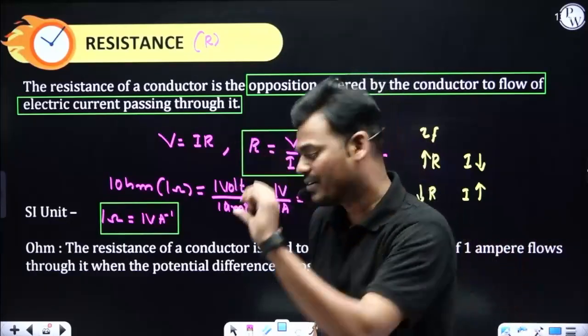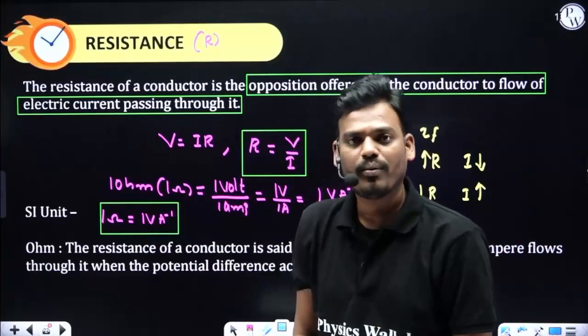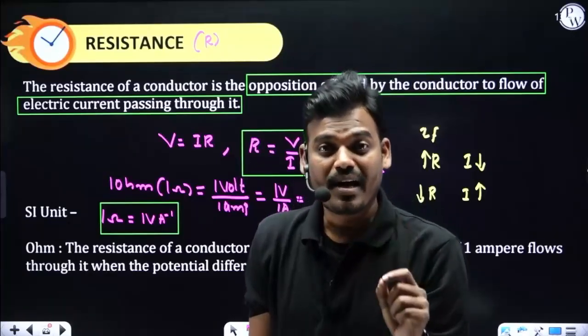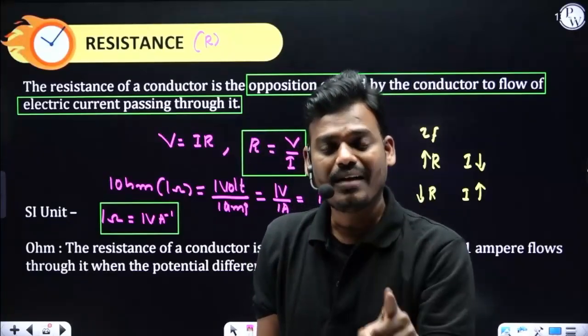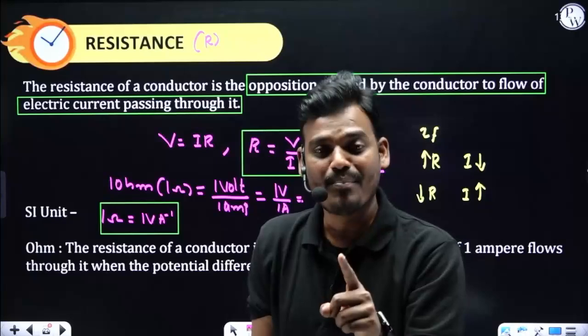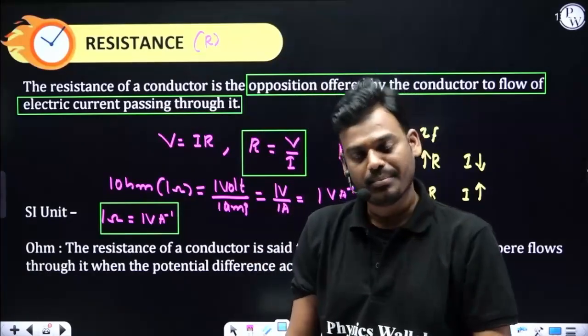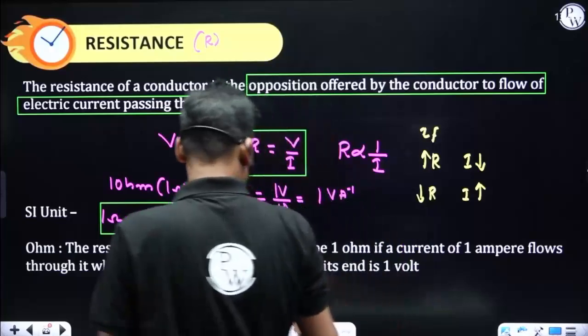Or else you can reverse these terms. Okay, how? So 1 ohm, that is the resistance of a conductor, is said to be 1 ohm if there is a flow of 1 ampere of current when the potential difference is 1 volt. Simple.